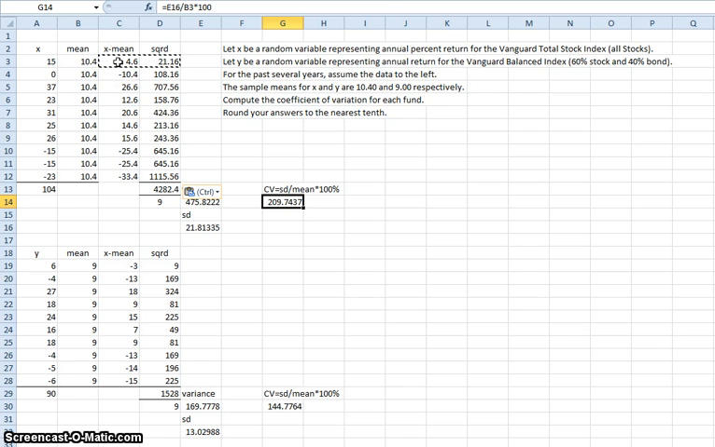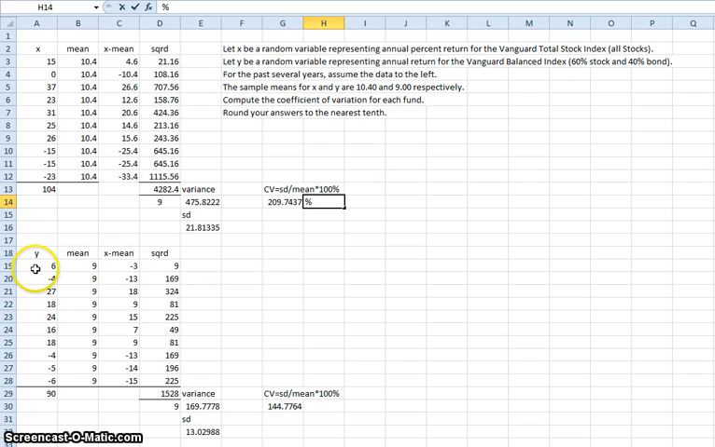I could have used B3, I'm sorry, I'm pointing to the wrong box here. B3 or B7 or any of these values here I can use for the mean. And then I multiplied that times 100, and that gives me my percent. And what I should be typing in here is my percent symbol, because that is the percent. And that was how I got the coefficient of variation for the x values.